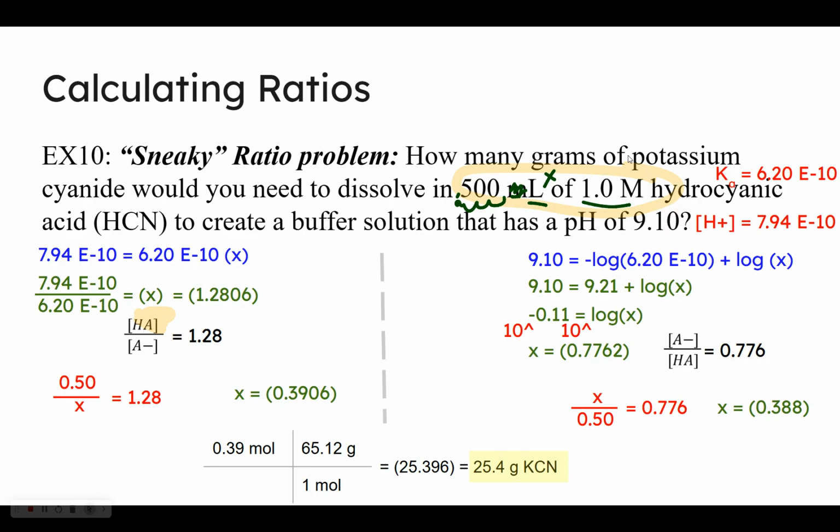So, like I said, this is our stepping stone. We would be dissolving 25.4 grams of potassium cyanide into that 500 milliliters that it's specified up here. And once we do that, we would have our buffer solution at 9.10 pH. So let's go into a little more detail on this next page about how we would do this kind of from scratch. But it's basically going to be like what we're doing here in this problem.